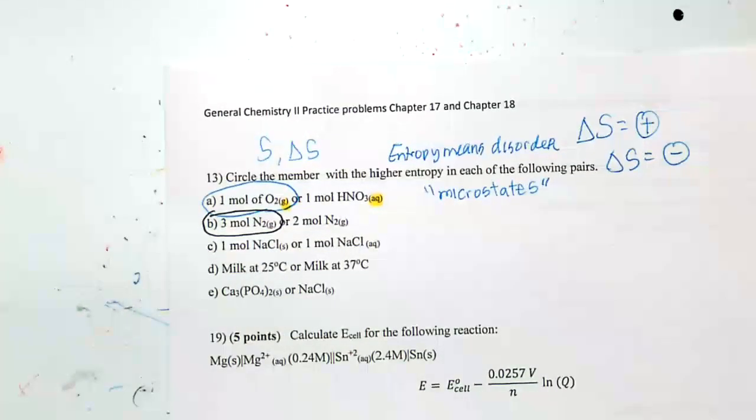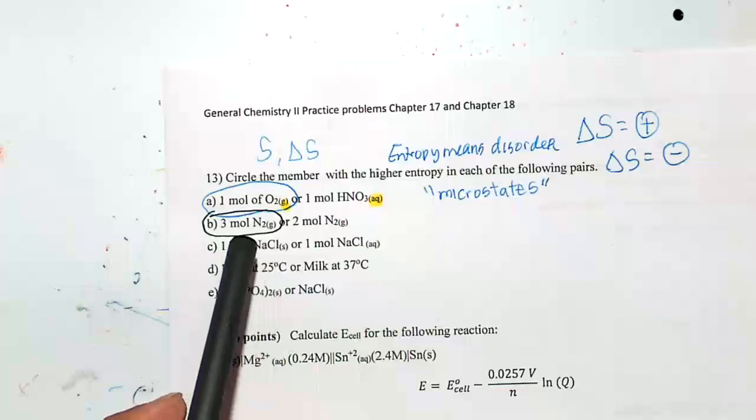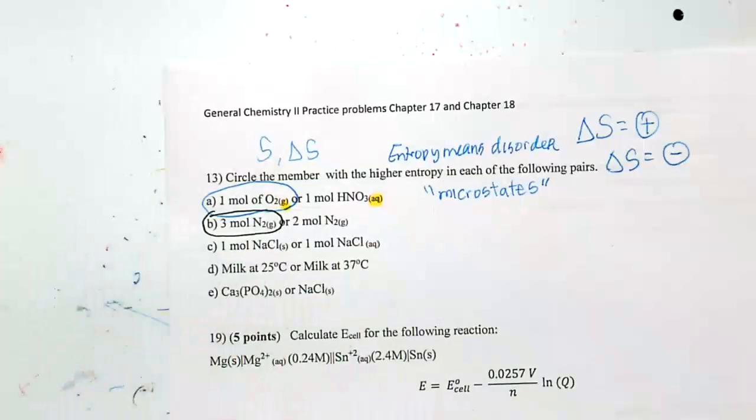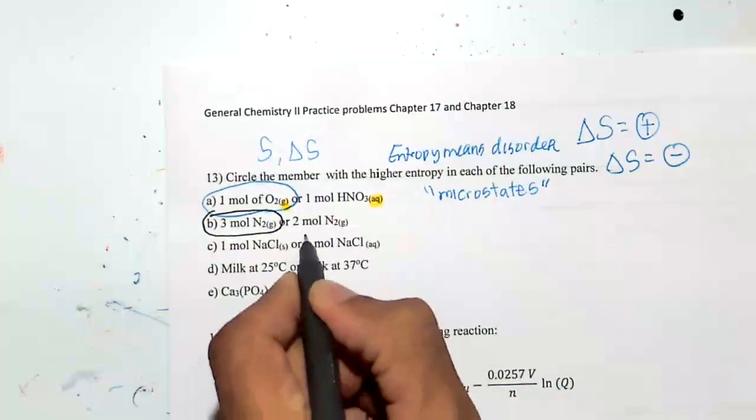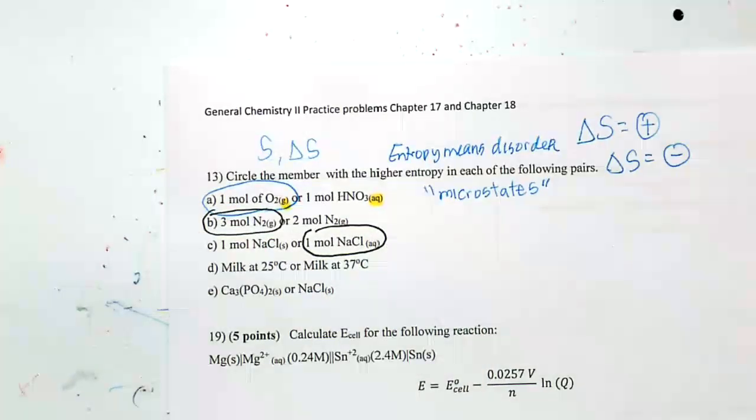Okay, 1 mole of NaCl solid. A solid is very, very ordered. If you look at a solid under the microscope, or an atomic microscope, look at the arrangement. It's very, very ordered. They're called unit cells. And aqueous is solute, which is NaCl, and solvent, which is water. So, which would have more stuff in it? More stuff would mean more entropy, and that would be not the solid, but the aqueous. The solid is very ordered, so very minimum entropy.